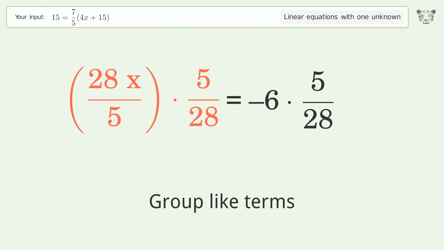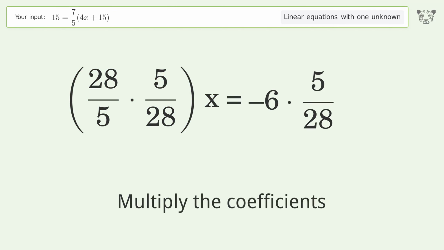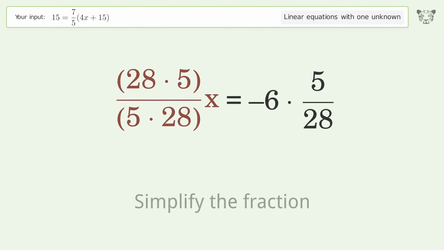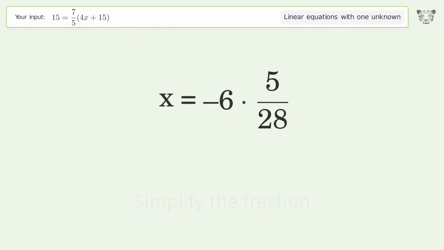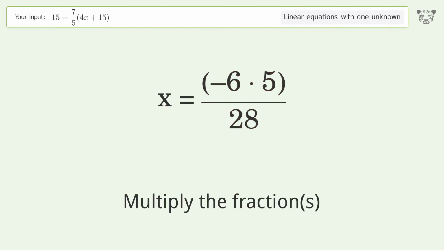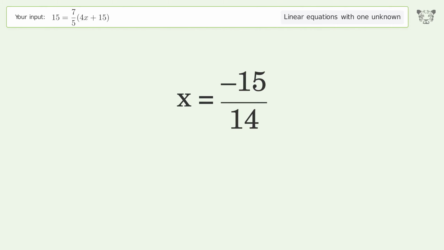Group like terms. Multiply the coefficients. Simplify the fraction. Multiply the fractions. Simplify the arithmetic. And so the final result is x equals -15/14.